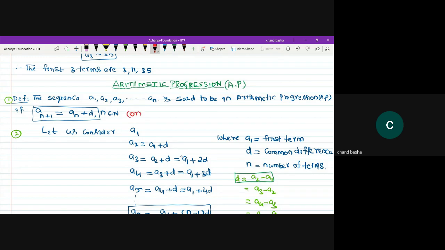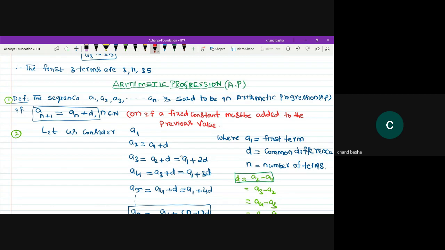Now I can define the AP in another form. The given sequence of numbers is said to be in AP if a fixed constant must be added to the previous value. Hope it is clear, guys.